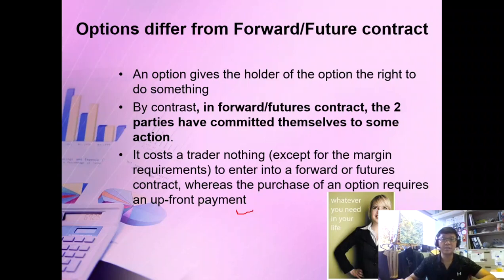So the options basically give the holders the rights to do something. It gives you the options. The forward or future, on the other hand, has no options. The two parties are committed to the action. They are bound by the agreement, by the contract. They have to fulfill the commitment, right? On the other hand, the option holder has the rights. So just take note of the differences, right? When you purchase the options, because of these rights, the options will require an upfront fee, an upfront payment.